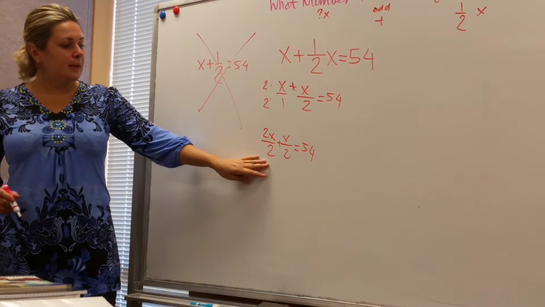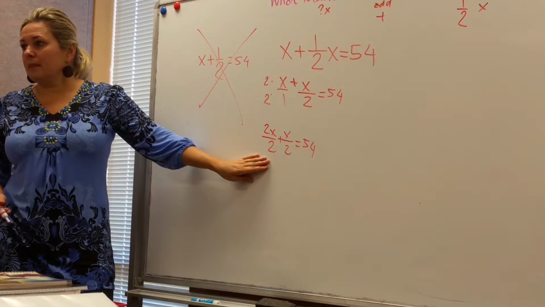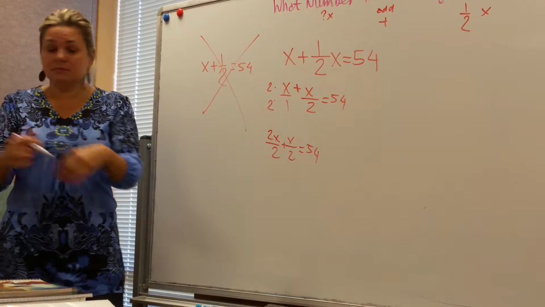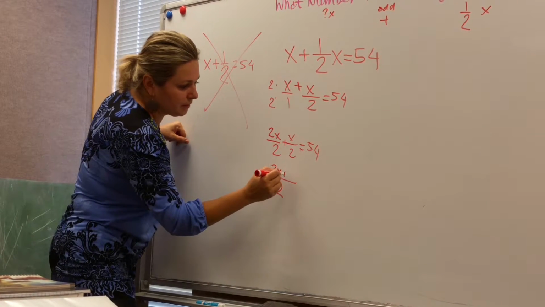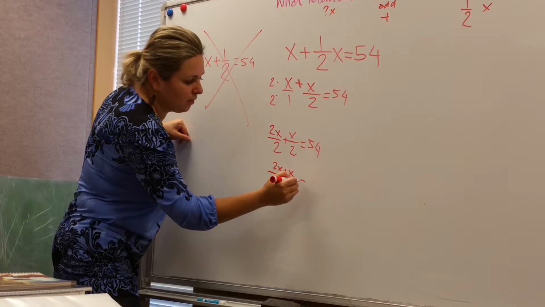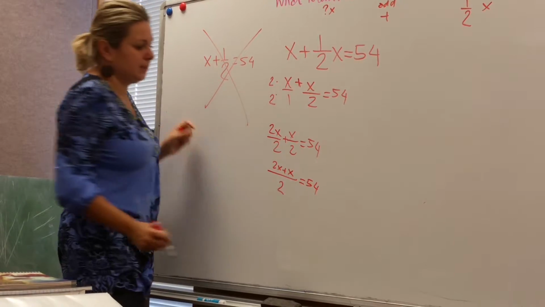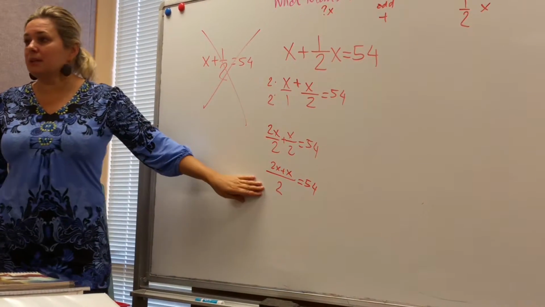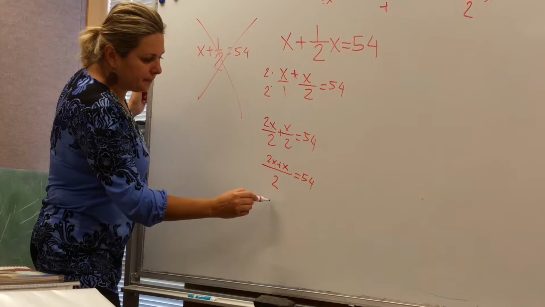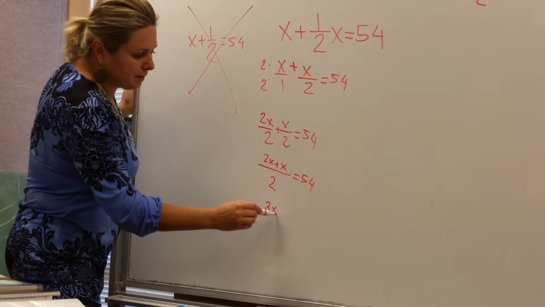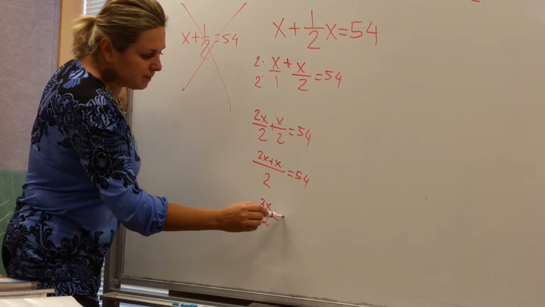Next step, Kareem. Can you add them now? Yeah, you can. You have the same denominator, so that's what's happening in your head, right? Some of you already calculated. That's awesome. Good job. That's why you're so brilliant in math. So what's happening, Kareem? Next. You add 2x plus x. And you have? And then 3x over 2. 3x over 2 equals 54.